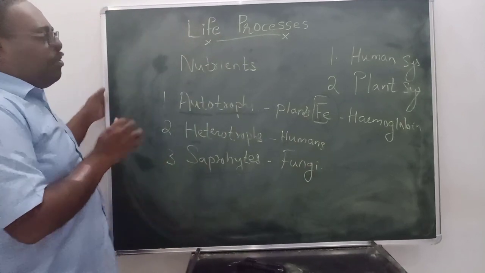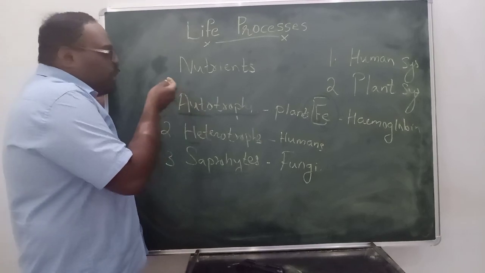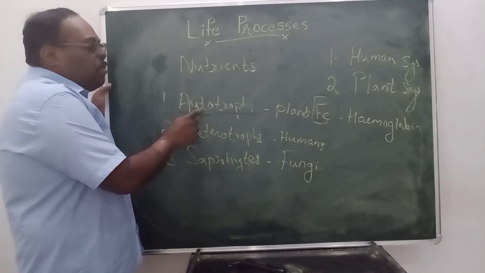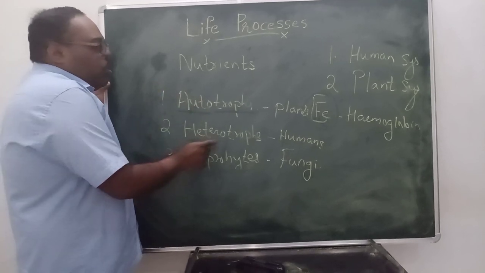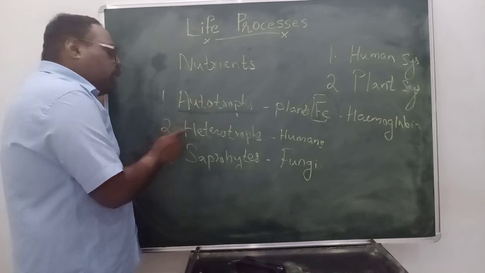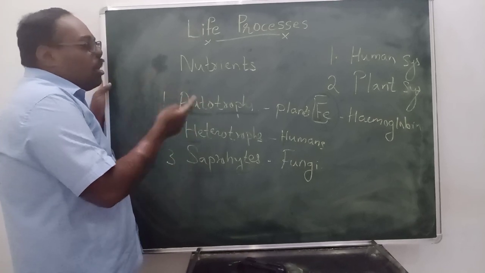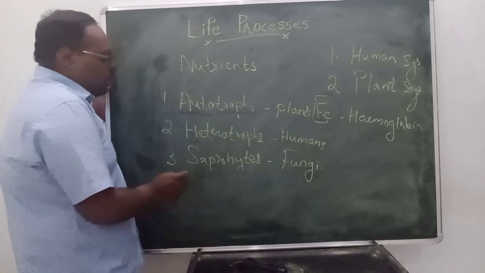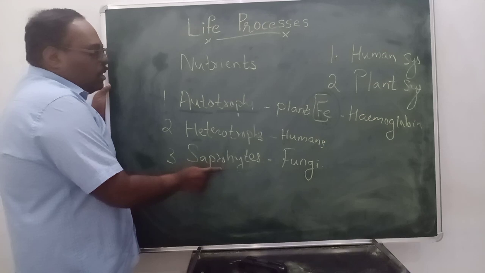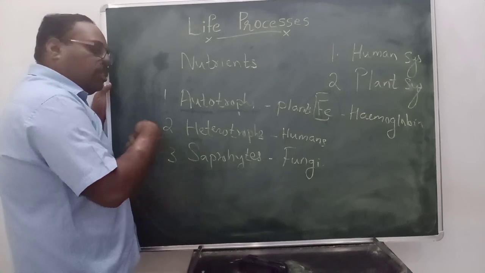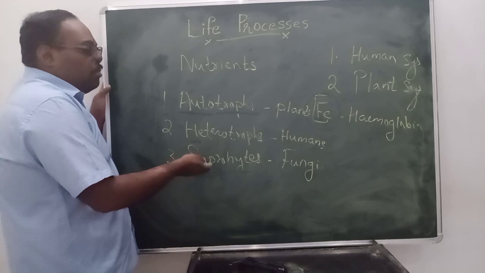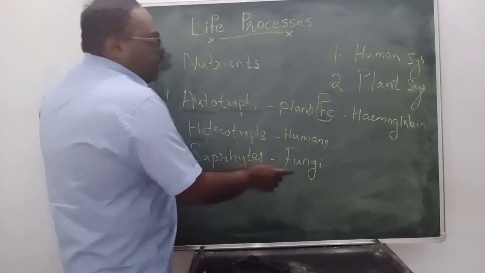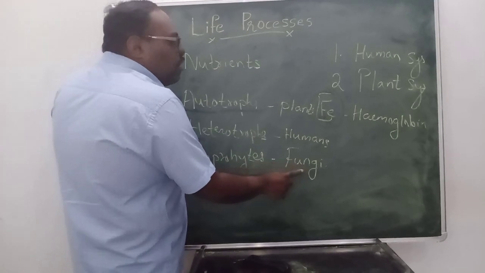These are the three main ways the system gets nutrients. One is autotrophs, that means the plants produce their own food. Heterotrophs depend upon other organisms for food; the best example is humans. Third, saprophytes depend upon dead bodies, that means wherever dead remains are there, they live on them and take nutrition. The best example is fungus.